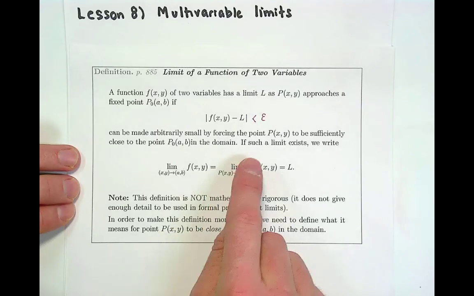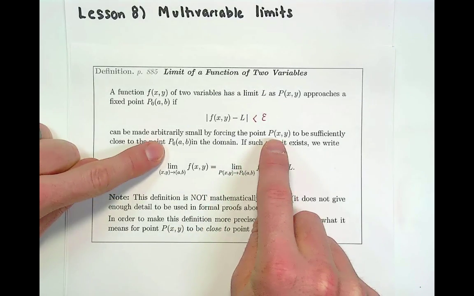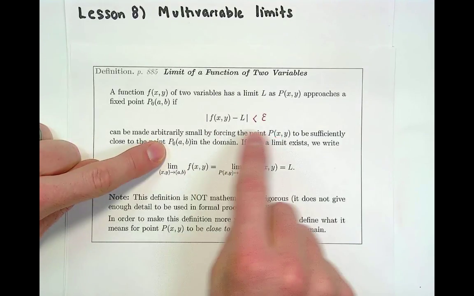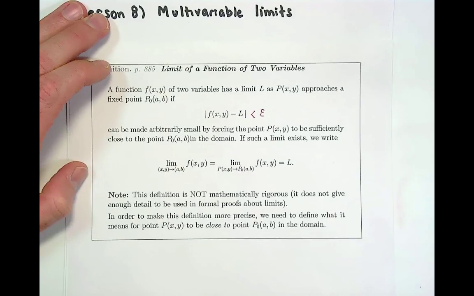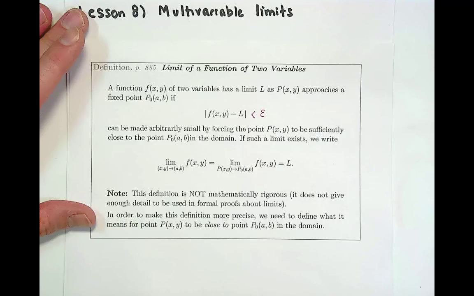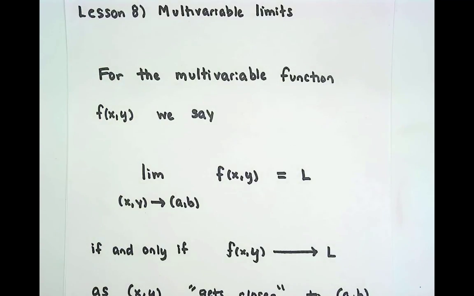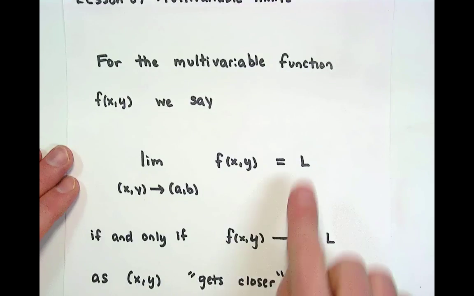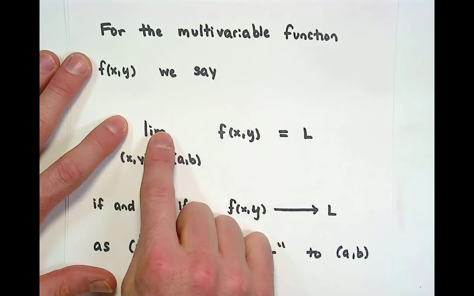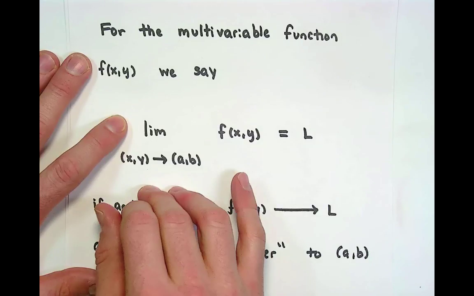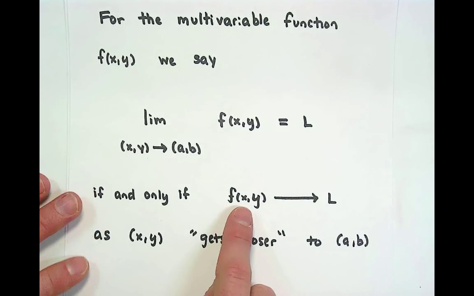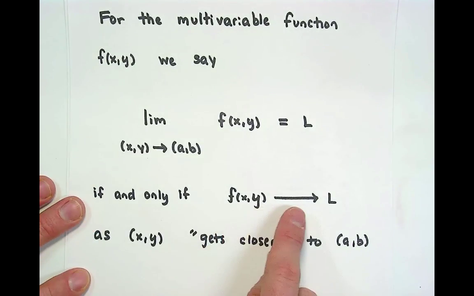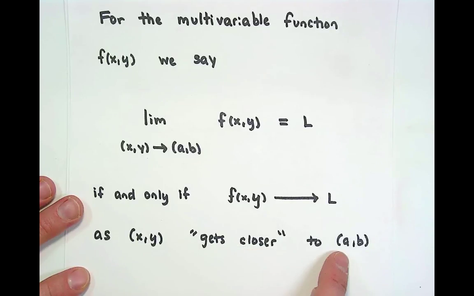That being said, even though we're not going to go into the precise definition, it is super important to understand what we mean by sufficiently close, because this is going to give us insight when we talk about the two-path theorem later in this lesson. So, the whole idea of a limit for multivariable functions is that we say the limit as x, y approaches a, b of the function f of x, y is equal to L if and only if we can force the output f of x, y as close as we want to L by forcing x, comma y to get really close to a, b.